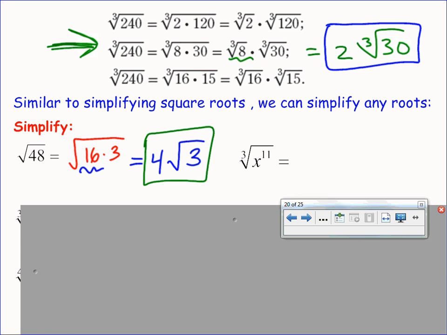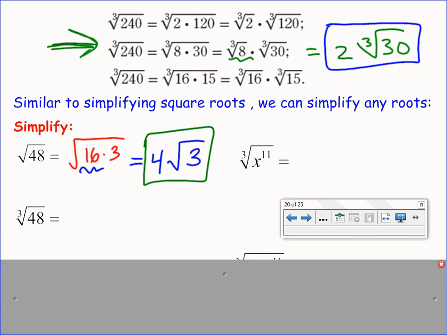Let's do the same thing, but let's do it with the cube root of 48. Now am I going to be looking at my blue list or my red list to simplify a cube root? Now it's time for my red list. I'm looking for perfect cubes that divide evenly into 48. I'll start with the next highest perfect cube beneath 48. Does 27 divide evenly into it? No. Does 8 divide evenly into it? Yes, and so I'm going to rewrite the cube root of 48 as the cube root of 8 times 6.